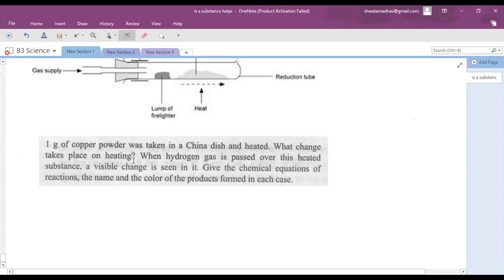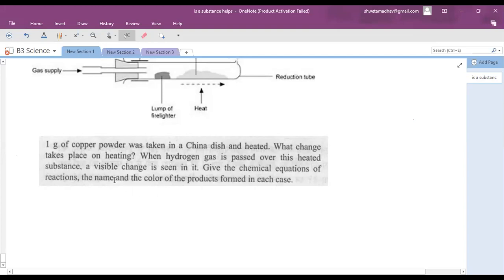That is one answer. When hydrogen gas is passed over this heated substance, a visible change is seen in it. What is the change? The black color copper oxide converted back to copper. Ma'am, the black substance gets converted back to brown color. Give the chemical equations of the reaction. So both the reactions just now I've given you on top, those you have to write. The name and the color of the product formed.